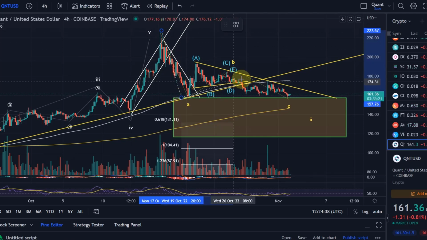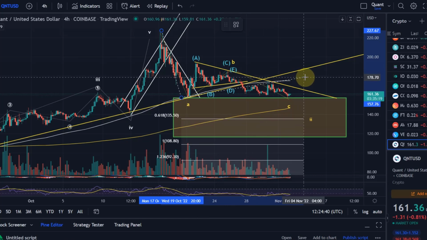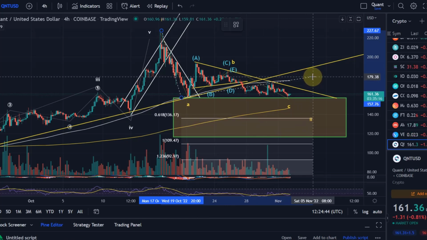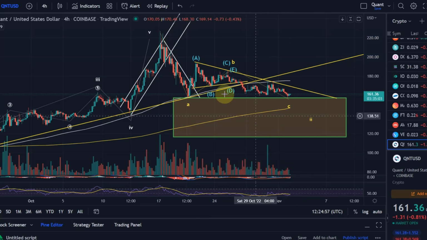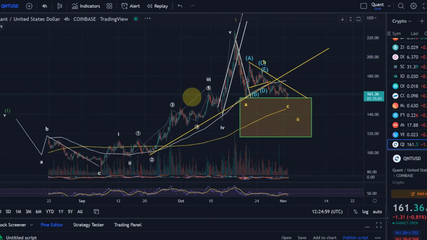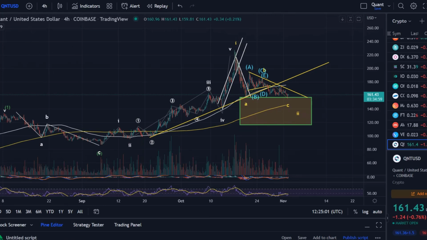So we take the length of the wave A. We have to measure from the end of the B wave, which was the triangle ending at around $179. That would take us all the way down to $109.50. Now we don't need to get that low, even though it's possible, because we can also look at it from a different angle. There are different viable ways of calculating a target.